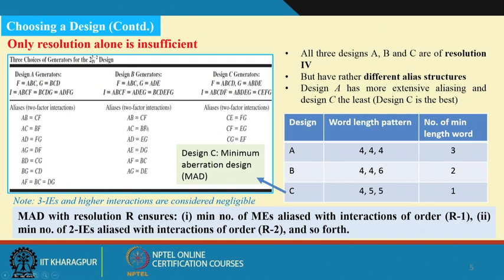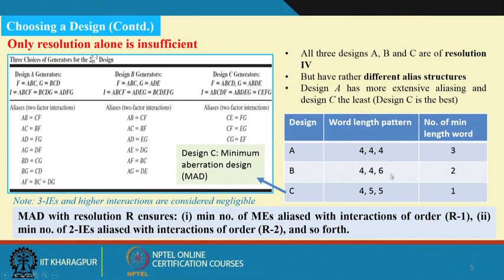If you go for design B, you are getting a little better because the number of aliases for 2-factor interactions is a little less. If you go for design C, you see that you are getting much less aliasing because of CEFG, CFEG and CGEF. Now what happens if we compare these 3 designs with reference to word length, that is the defining relations, as well as with reference to minimum length word.